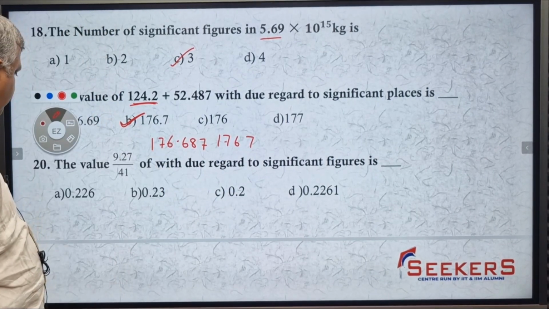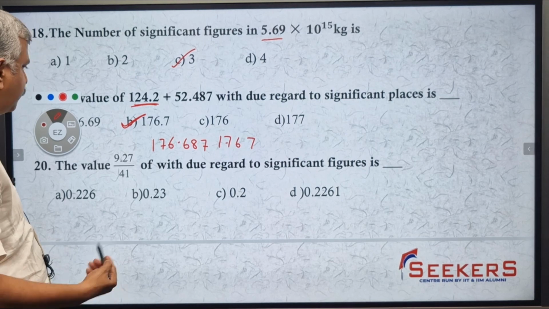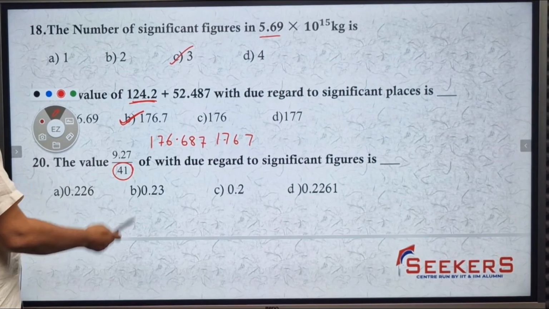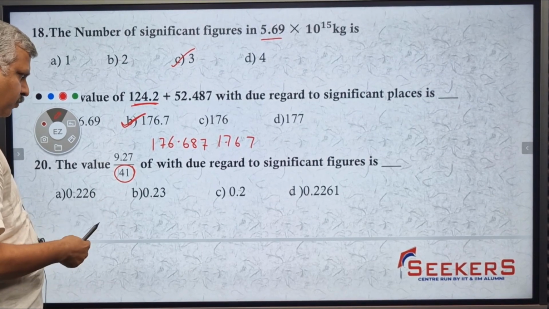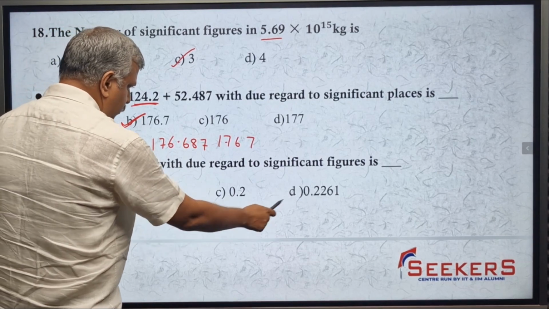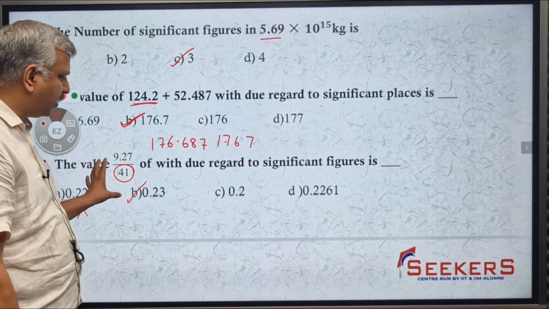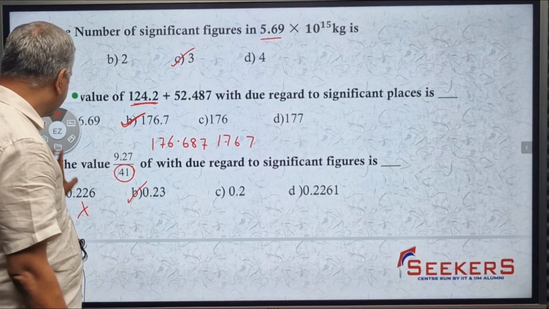The value of 9.27 by 41 is how much with due regard to significant figures? Again here the number of significant figures is 2. So the answer has to be significant to 2 digits. So this is not the answer. This can be the answer. No. So option B is the right one. See, I don't have to sit and work it out. Even by looking at the number of significant figures itself, you can say which is the correct option.